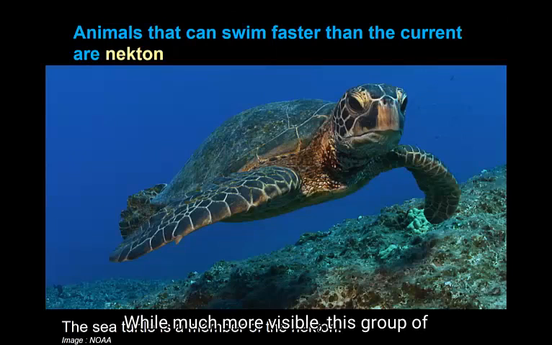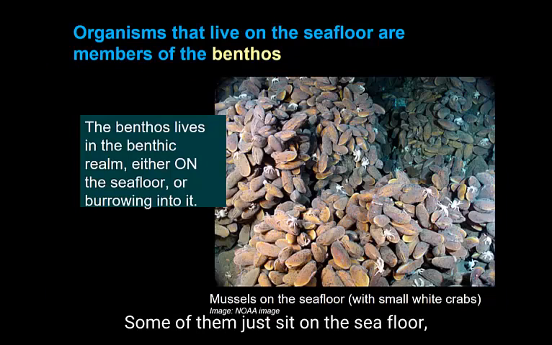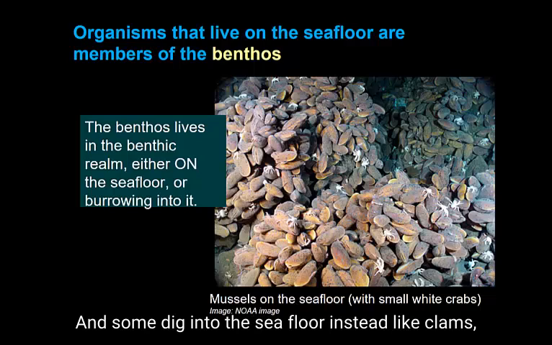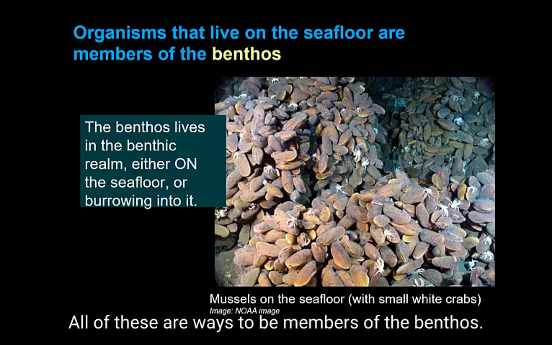While much more visible, this group of organisms is much less abundant in the ocean than the usually much smaller plankton. Animals that live on the seafloor are called the benthos. Some of them just sit on the seafloor, but others attach to the seafloor like these mussels that were photographed near a midocean ridge. And some dig into the seafloor instead, like clams, which are a close relative of these mussels. All of these are ways to be members of the benthos.